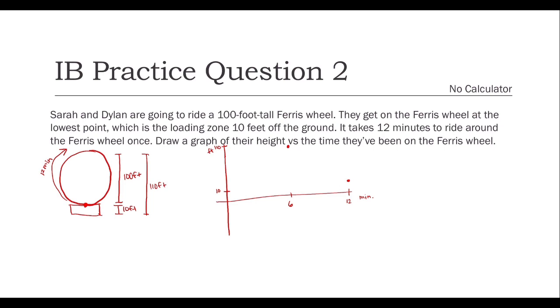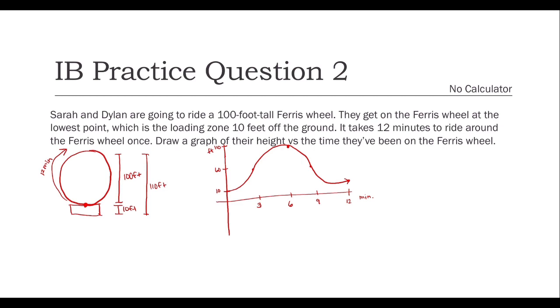And at the halfway points, they'll be halfway through that. So at 3, they'll be halfway between 10 and 110. So they'll be at 60 feet. So at 3, they'll be at 60 feet. And then at 9 again, they'll be at 60 feet. So your function's going to look something like this. So this would be a graph of their height versus time on the Ferris wheel.